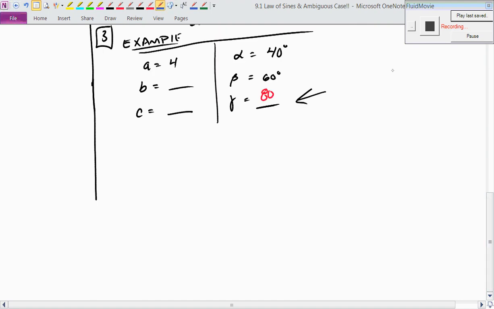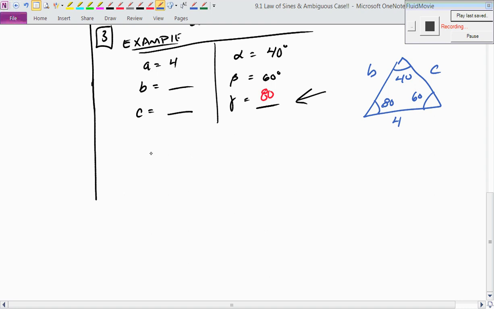Okay, then we make a little sketch here. So here's our sketch. We know this is 4, then this has to be 40. If this is B, then this part has to be 60. And if this is C, then this part has to be 80. So far, so good? All right.